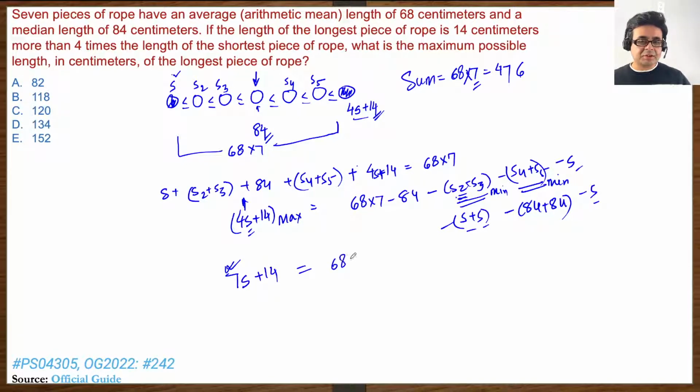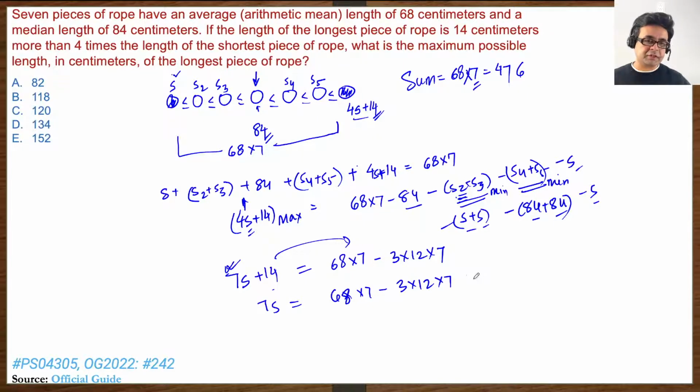Equal to 68 multiplied by 7 minus 84 minus 84 minus 84. So 3 times 84, I am going to write it as 3 times 12 times 7. It is that time of the solution where I have to start expressing everything in 7, which basically says 7S equal to 68 into 7 minus 3 into 12 into 7. I take the 14 on this side, that becomes 2 into 7, and I cancel off 7 very quickly.